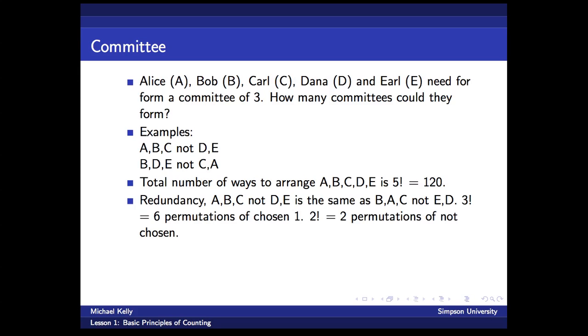However, we have some redundancy, because choosing Alice, Bob, Carl, and not Dana and Earl is the same as choosing Bob, Alice, and Carl, and not Earl and Dana. The redundancy for those on the committee, since there are 3 of them, is the number of ways to permute those names. So that's 3 factorial, which equals 6 permutations. Oh, that's supposed to say chosen, not of chosen. And for those not on the committee, it's 2 factorial, which is 2, or 1 times 2, of those not chosen.